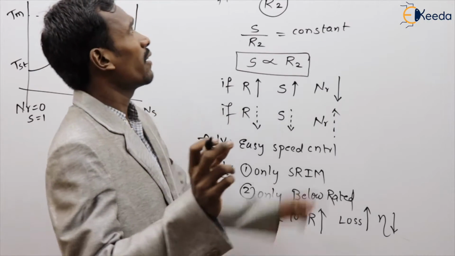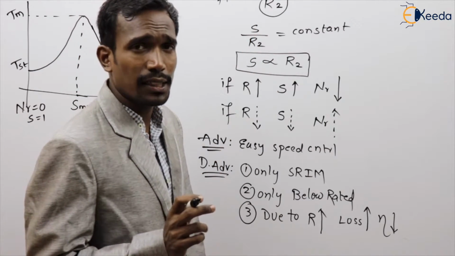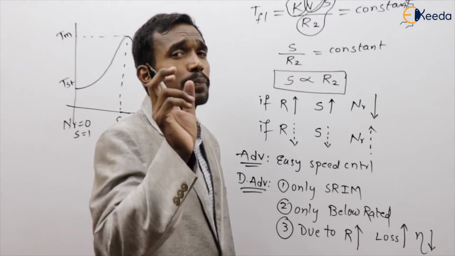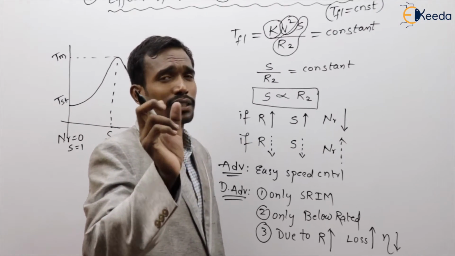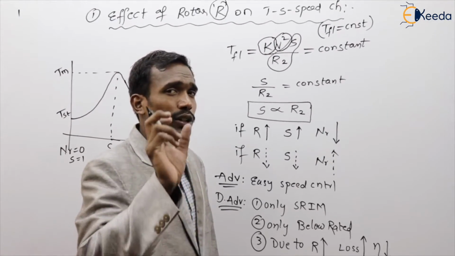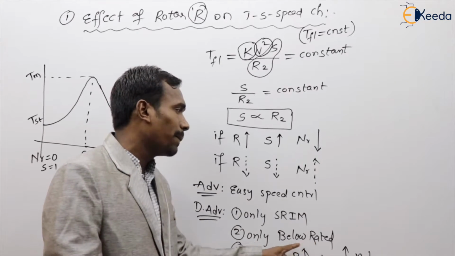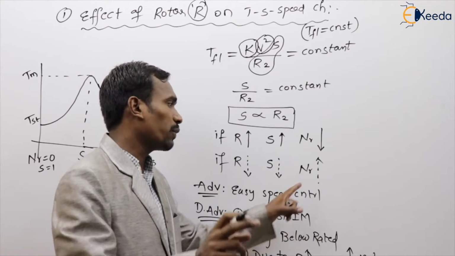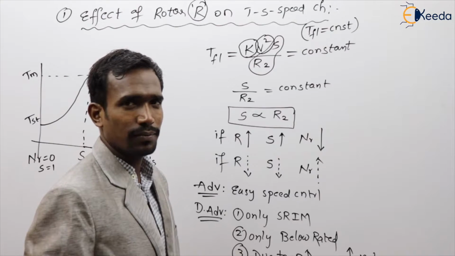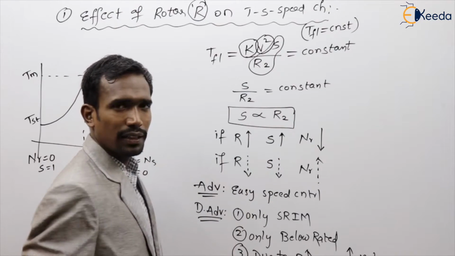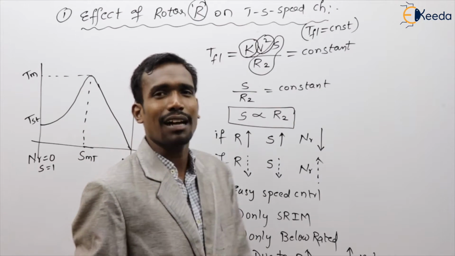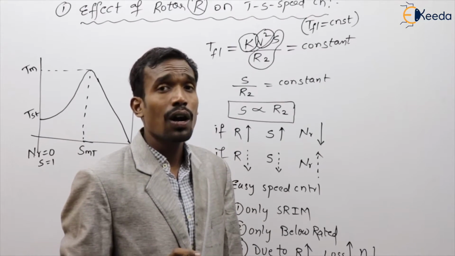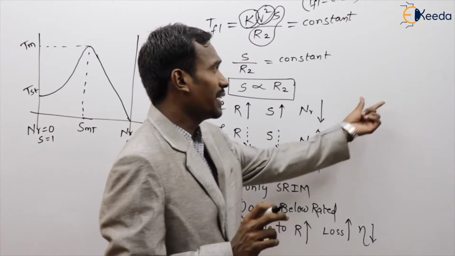What is that? The effect of rotor resistance on torque slip speed characteristics, or the speed control by rotor resistance. Speed control by rotor resistance is only applicable for below rated speeds, not applicable for above rated speeds. Okay, I controlled my speed. Now I have to control my torque.